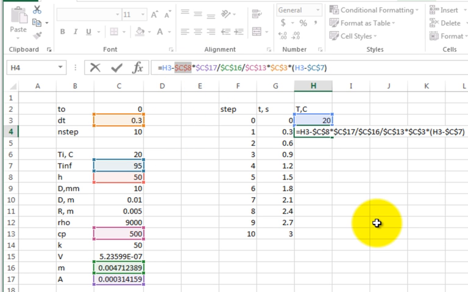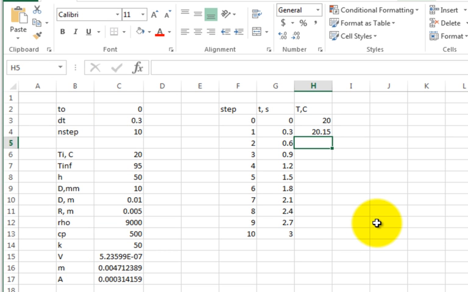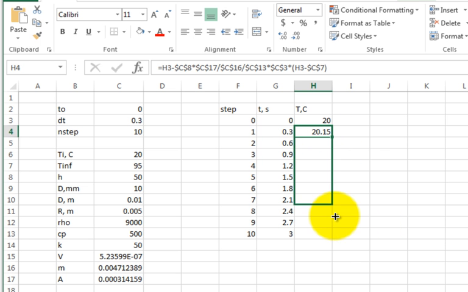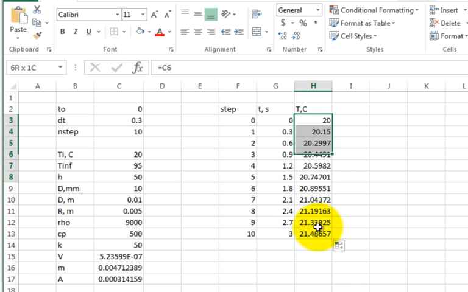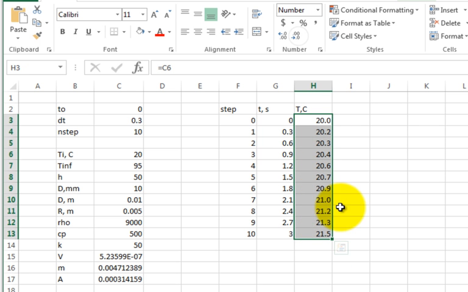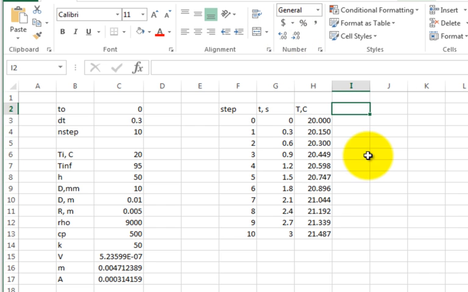Okay, that looks good for locking it in. So it looks like it'll go to 20.15. And if I grab that lower corner and drag, that'll percolate through, and maybe I want to clean up on these digits and stuff like that. Maybe put a few more over here. This is my numerical. This is the temperature in degrees C, analytical.